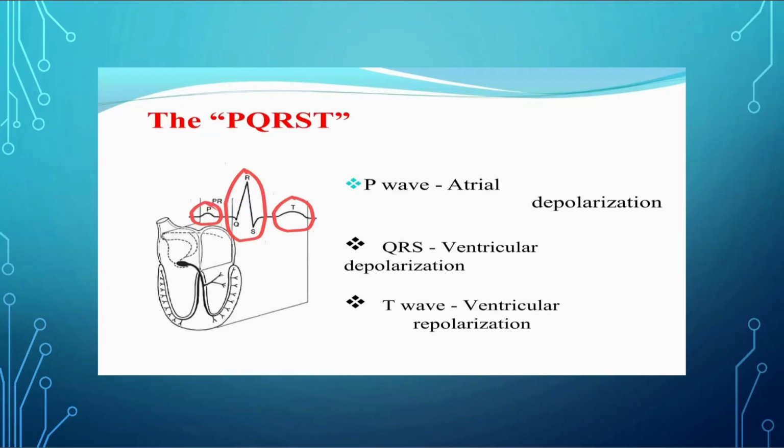Now, what does this mean? P wave signifies atrial depolarization. QRS is ventricular depolarization and T wave is ventricular repolarization. So you should know this is the basic thing. P wave signifies atrial depolarization. QRS complex signifies ventricular depolarization. T wave, ventricular repolarization.